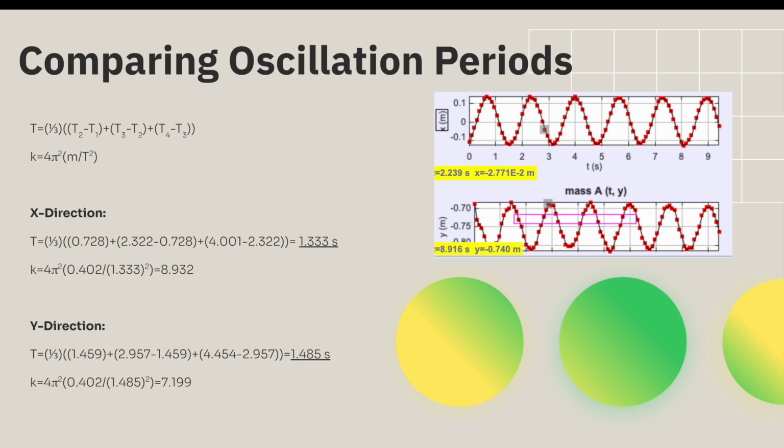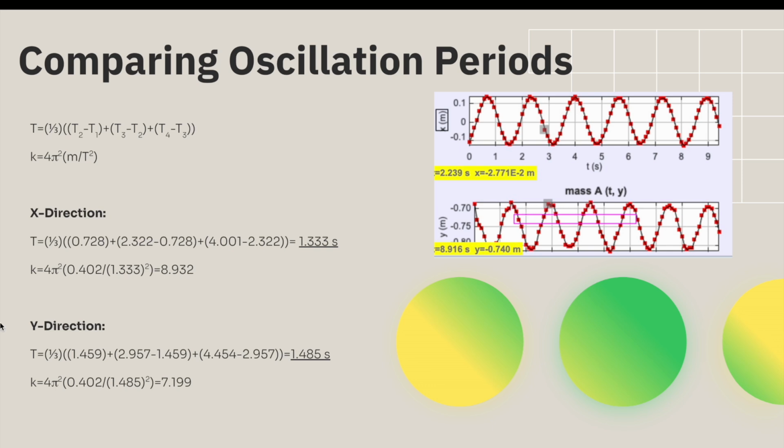So now we are comparing oscillation periods, and we did this earlier in our code, but just to reiterate, the average time is calculated between 3 time trials, with the spring stiffness being a function of T. In the x direction, the average time is approximately 1.3 seconds, and as you can see here, it was adding the average of these 3 time trials. And the same in the y direction with approximately 1.5 seconds, doing the same thing between the peaks.